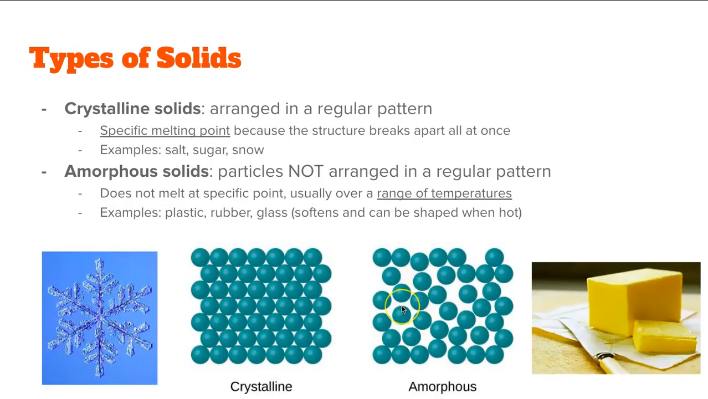And so there are two main types of solids. There's crystalline solids, so their particles are arranged in a regular repeating pattern, which is why they melt at a specific temperature. So salt, which is sodium chloride, and sugar are good examples. And then amorphous solids are not arranged in a regular pattern. And so what this means is they can soften over a range of temperatures instead of melting all at once. So think things like plastic, rubber, and glass, they all fall into that category.